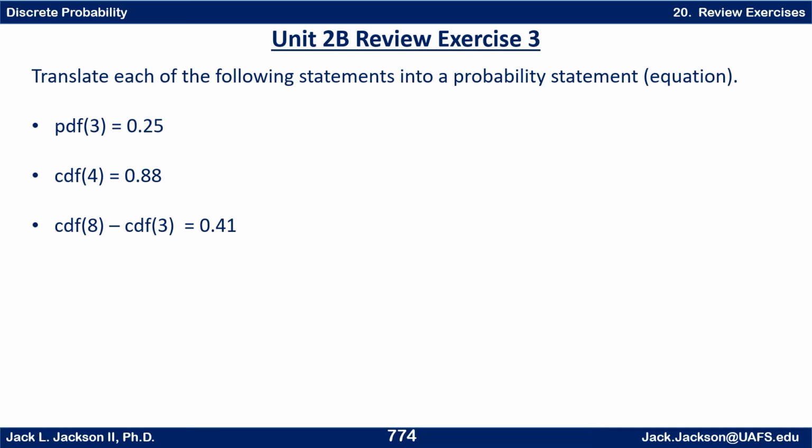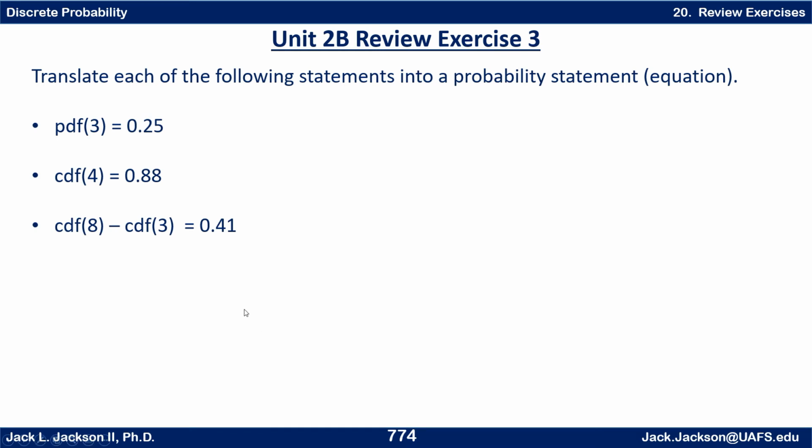All right, here's the next problem. Translate each of the following statements into a probability statement. PDF of 3 equals 0.25, CDF of 4 equals 0.88, and CDF of 8 minus CDF of 3 is 0.41. Translate that into a probability statement. Press pause now. Work it yourself. Okay, hopefully you've worked it yourself. It's very important that you do that.